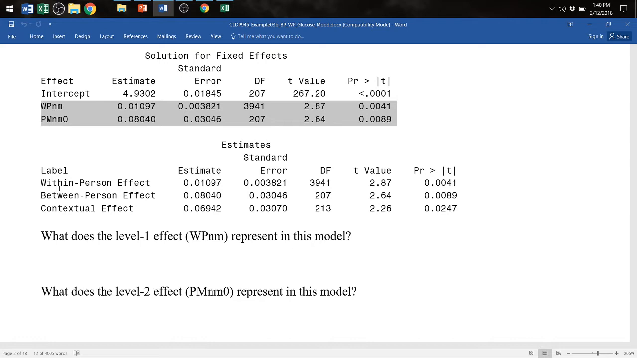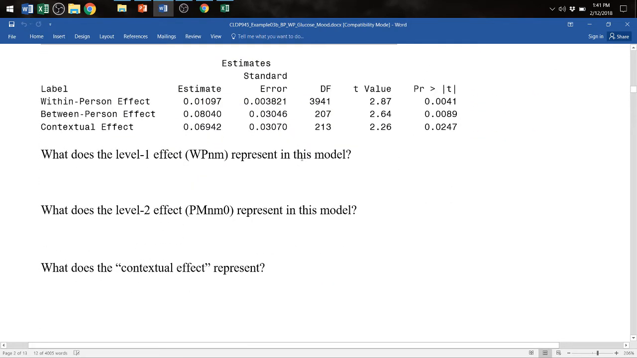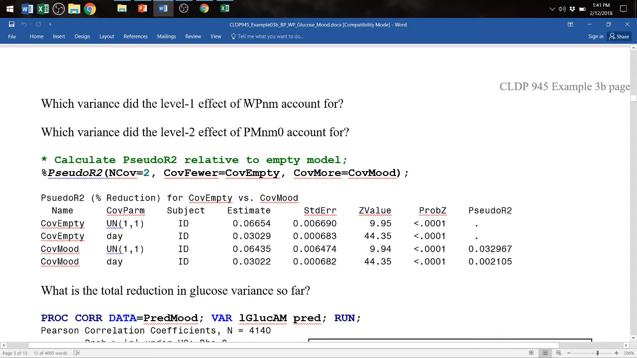These are fixed effects. So do fixed effects explain variance? Yes. Now, which one? The short answer, the one that's in its line. So within person negative mood is level 1. That means which variance should it have explained? Residual, level 1. Did it?